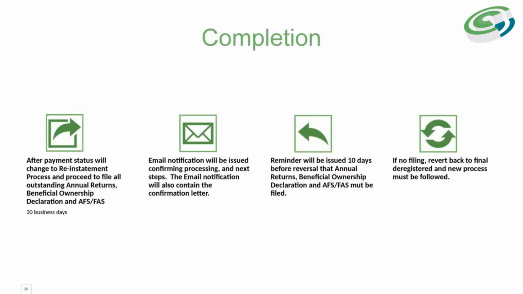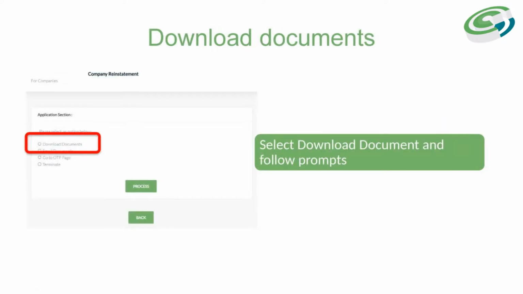Once it has been paid, you'll get an email with a notification that the reinstatement was successful, the application was successfully submitted. Please proceed to file all the outstanding annual returns and beneficial ownership and AFS. Your process is not complete if such was not paid or submitted within 30 business days after your reinstatement application. Of course, you as the customer will get a reminder to say, listen, this annual returns and beneficial ownership information is still outstanding, 10 days before the 30 business days has lapsed. And that brings you to the end of the reinstatement application.